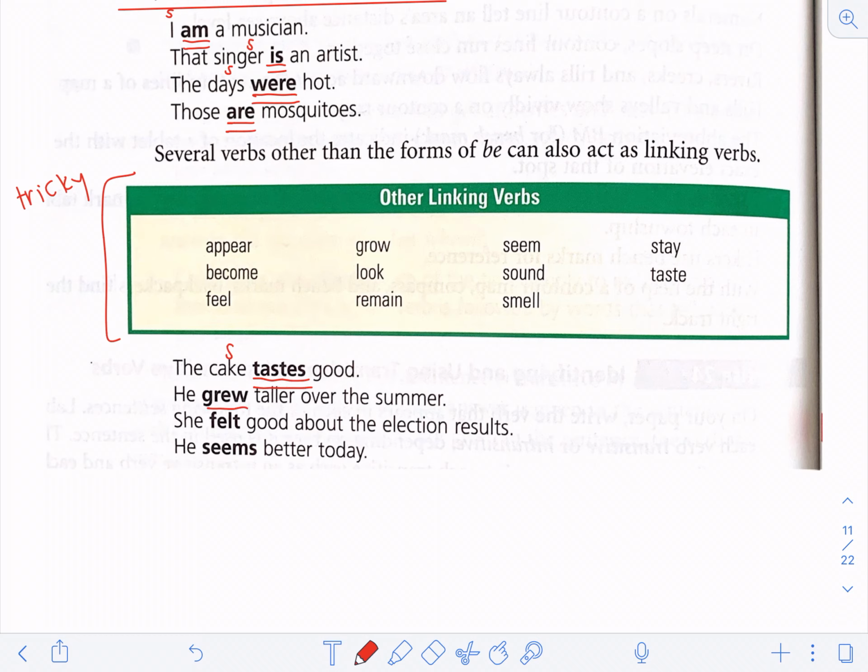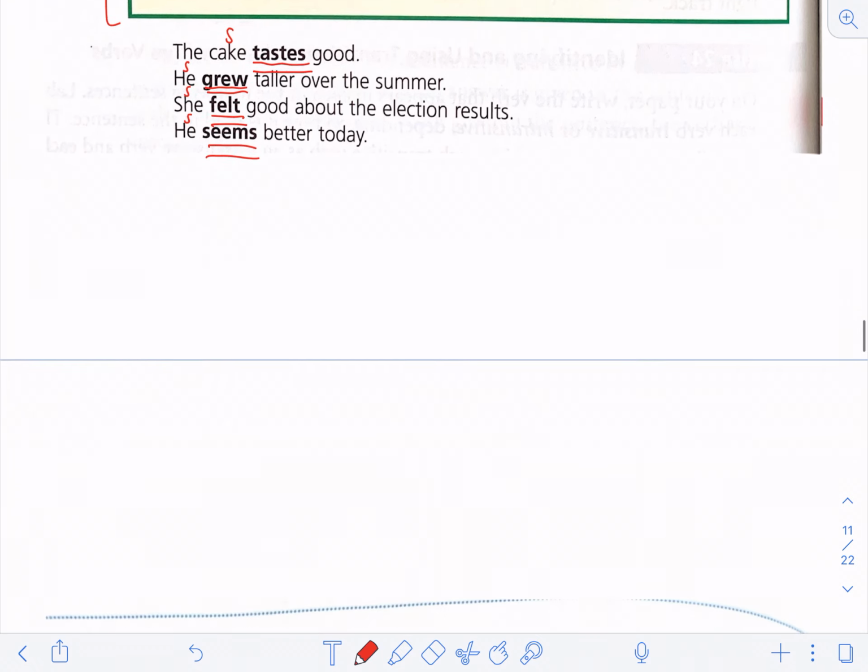And we have, he grew taller over the summer. She felt good about the election results. And he seems better today. Simple sentence pattern, but it is important to see examples of these other types of linking verbs on their own in a sentence. Remember, you can pause, rewind, go back at any point. I'm moving on to the next page.